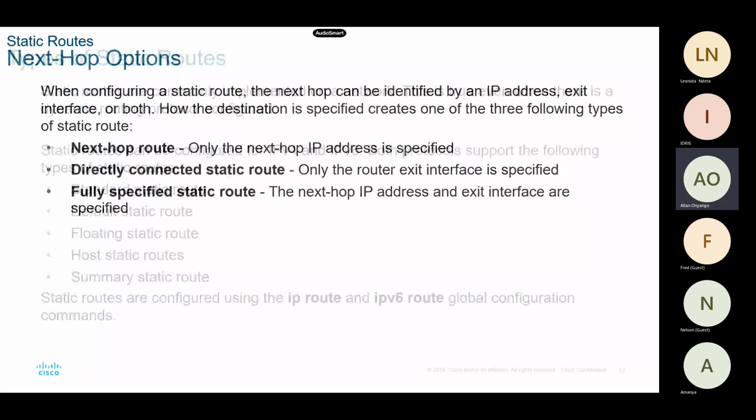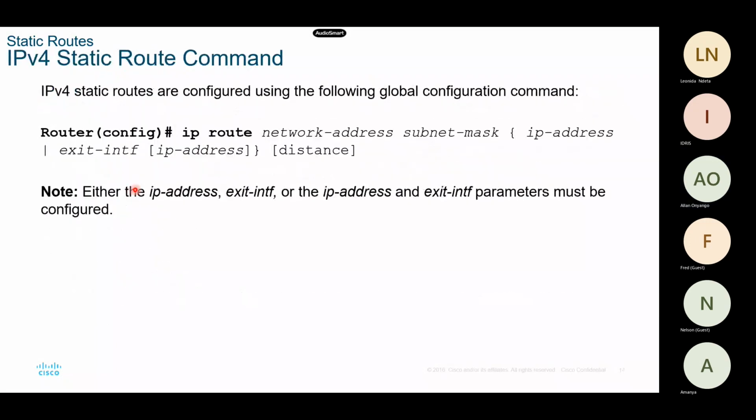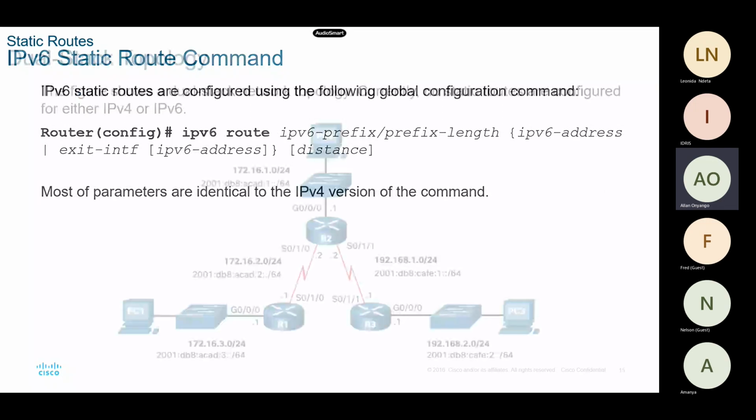Now, all commands for configuring static routes begin with ip route. If it is IPv6, we say ipv6 route. So ip route, you put the network address, put the subnet mask, then you can either put the next hop IP, or you can put the exit interface, or you put both of them. Or in some cases, you are going to need to put what is called an administrative distance, which I did talk to you guys about before, but we will get there. Let's move slowly.